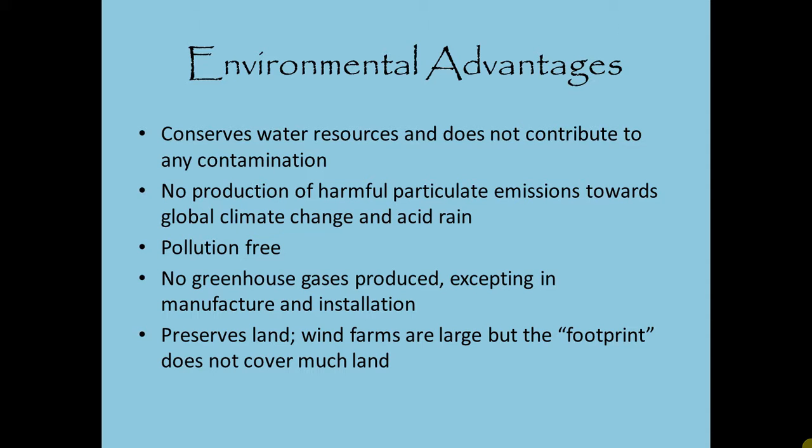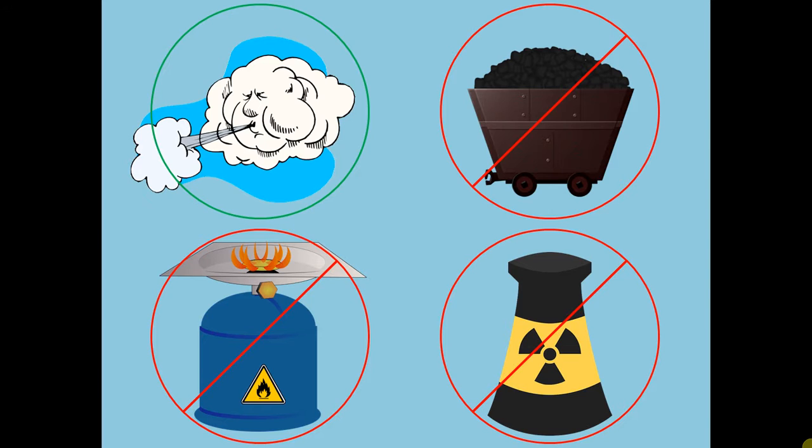Furthermore, wind power produces no greenhouse gases, barring the gases from manufacture, installation, and maintenance. On the other hand, coal and natural gas produce very large quantities of greenhouse gases. Although it seems like wind farms take up a lot of land, the actual footprint is very small, thus preserving land, and the wind turbines do not disturb or reduce agriculture and farming.